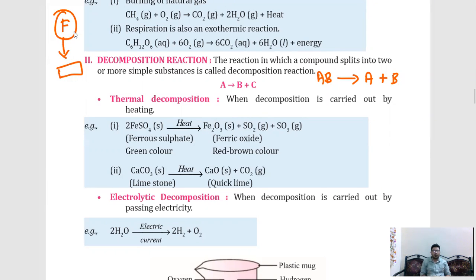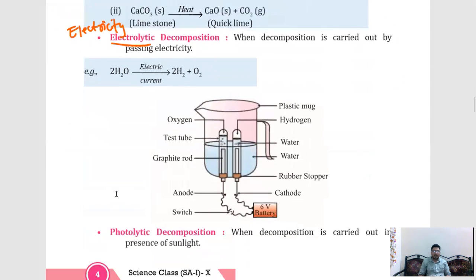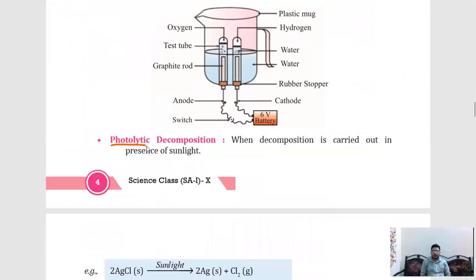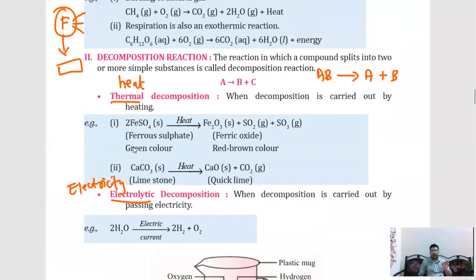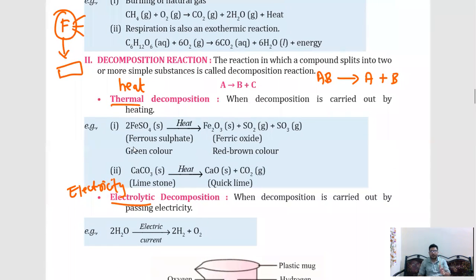Now that force, here we have to understand there are three types of forces in this chapter. First one, thermal. Thermal means heat is one force. Electrolytic means electricity is another type of force. And last one, photolytic means sunlight is another type of force. Three types of forces we are using in chemical reactions and equations to split that reactant.